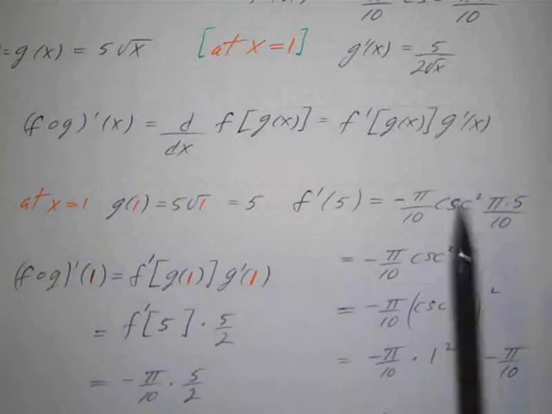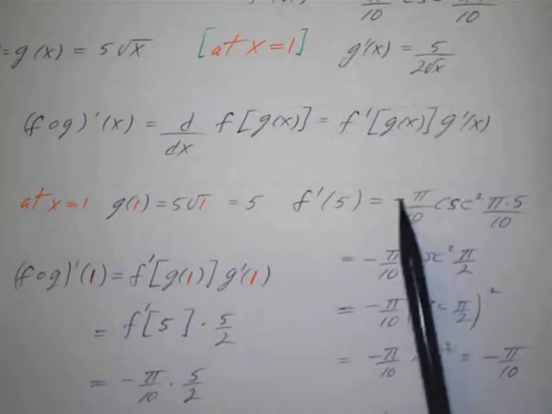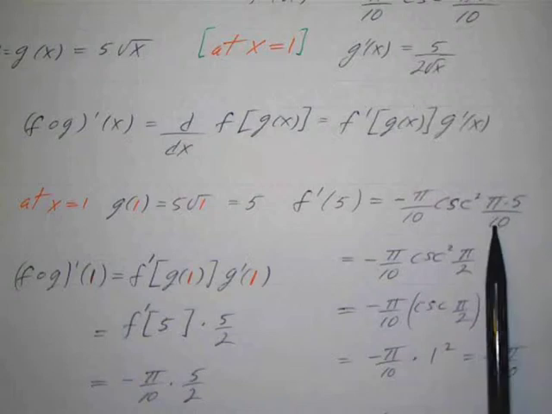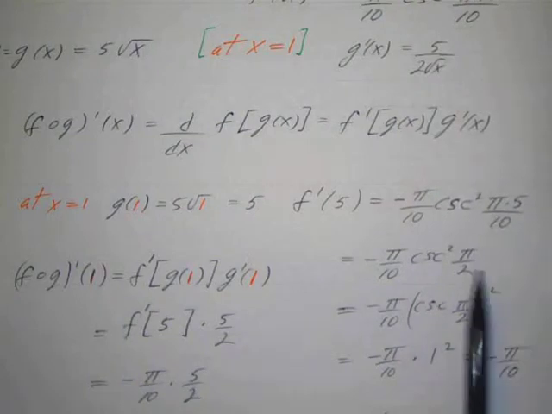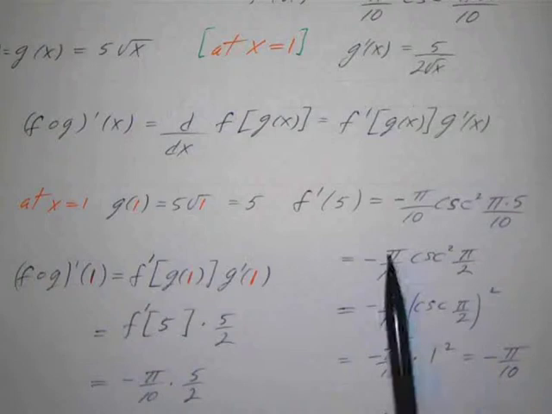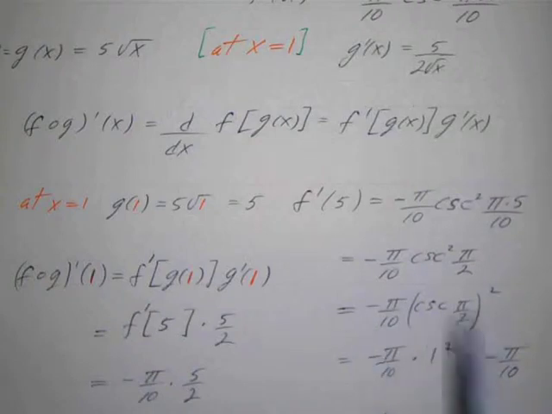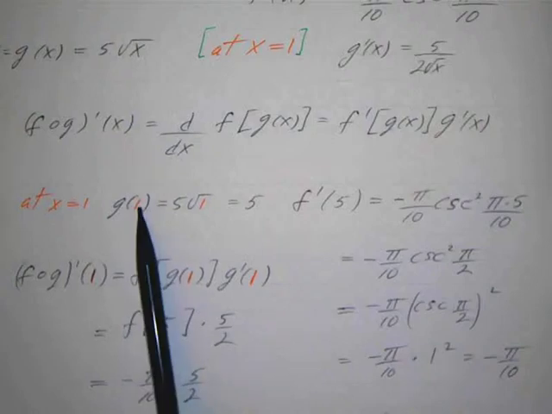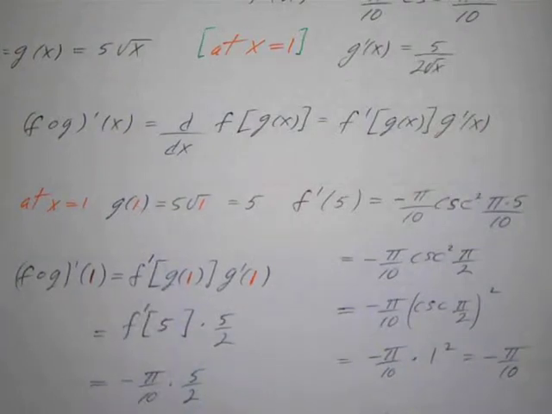So f prime at 5 is going to be negative pi over 10 cosecant squared of 5 times pi over 10, and then 5 over 10 is 1 half, so it just ends up being cosecant of pi over 2 with negative pi over 10 in front. Well, the cosecant is the same thing as 1 over the sine. The sine of pi over 2 is 1, so that's just 1 squared, which is 1. So this is the derivative of the outside function evaluated at 5, which was the value of the inside function at 1. So can I keep track of all this stuff?